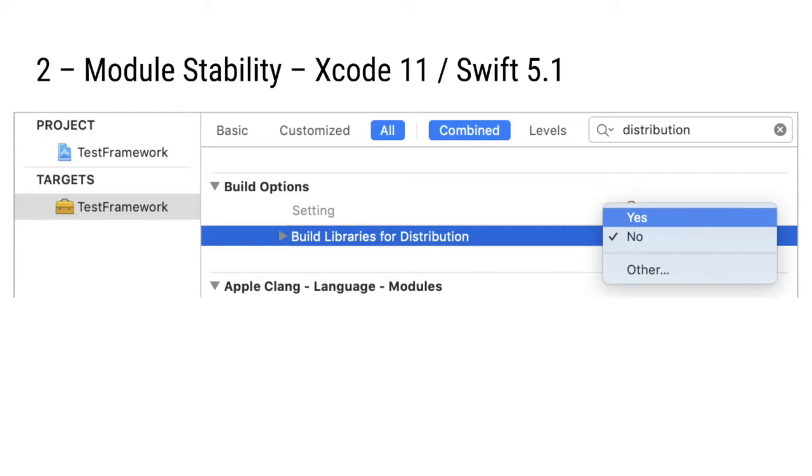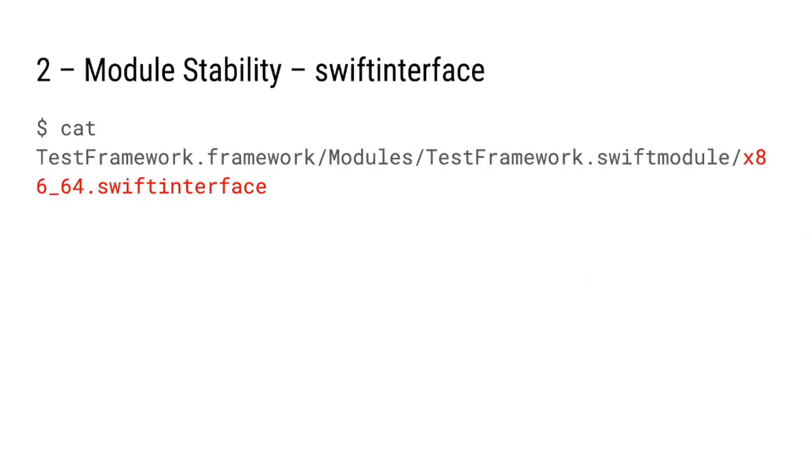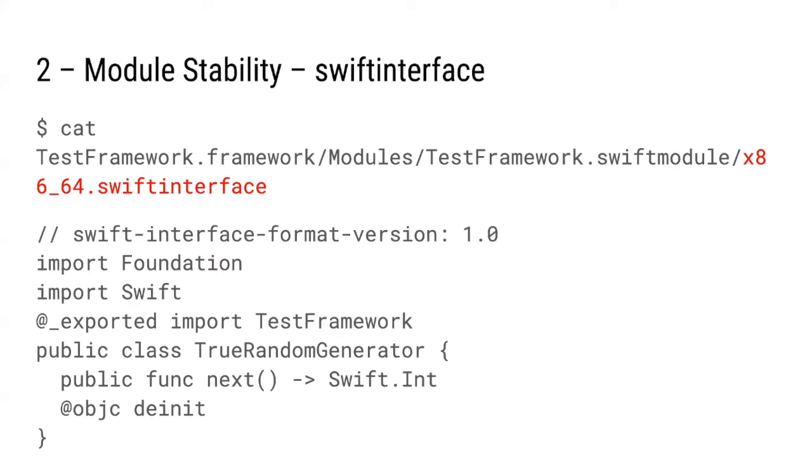And this option basically enables module stability. So let's turn it on and let's take a look into the framework. And as you can see, there is a new file inside the framework, a Swift interface, and it's a text file. So let's display it. As you can see, it contains an interface description in a Swifty-like way. So it's very familiar. It looks more or less like the thing that you got from the REPL shell before. Totally human readable.